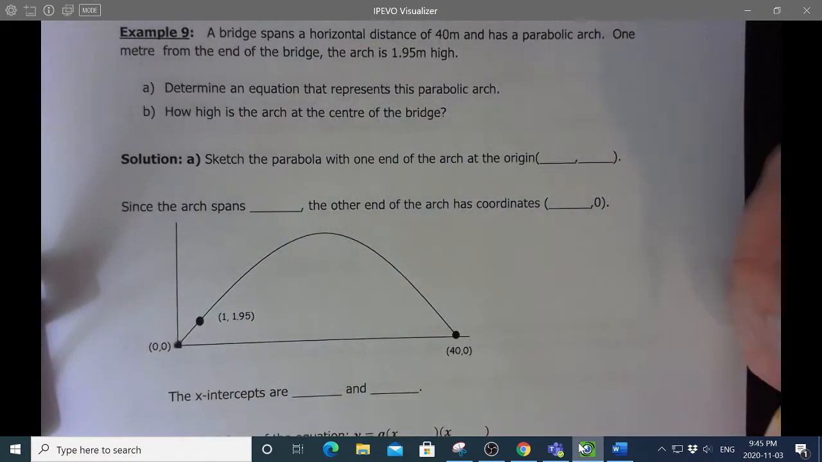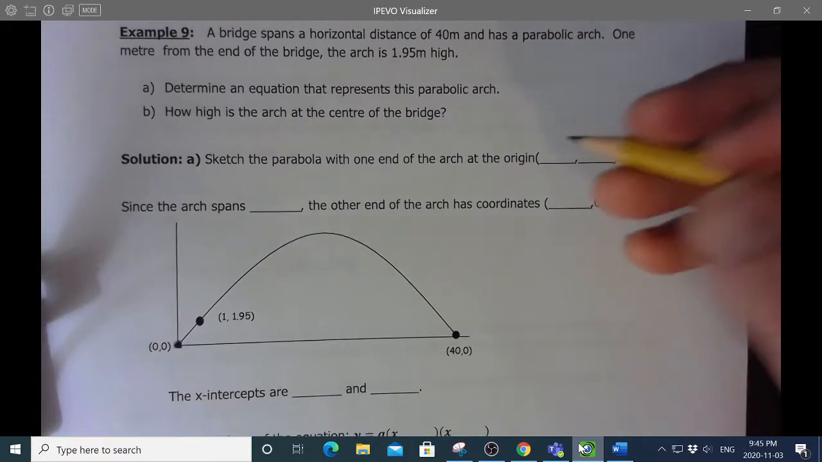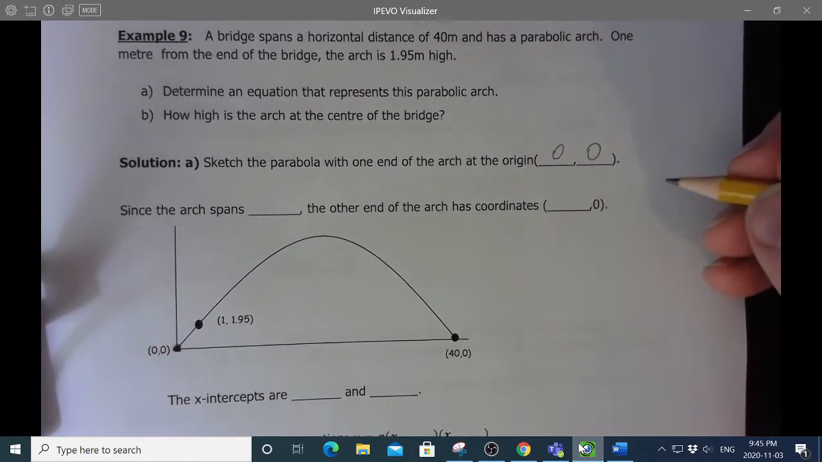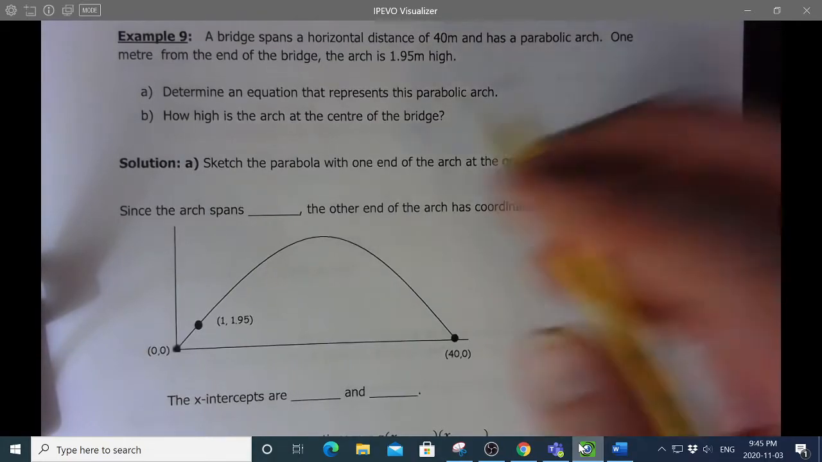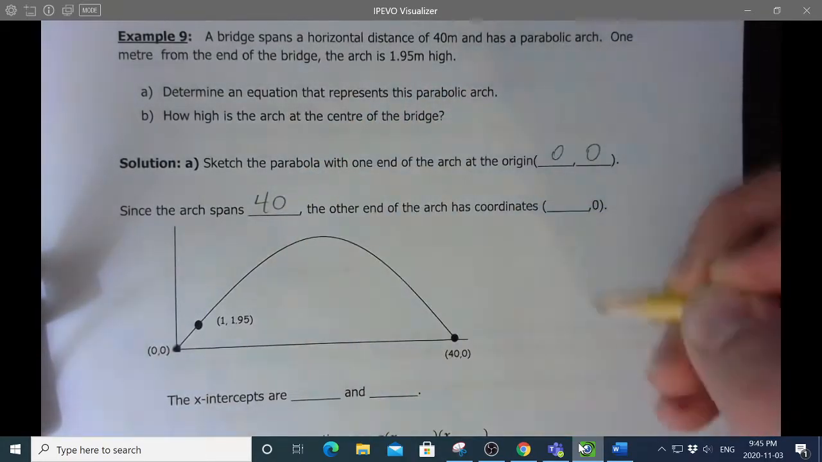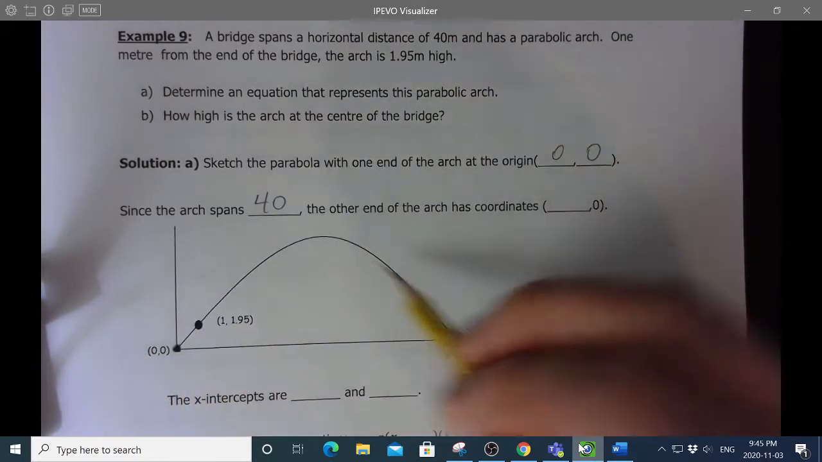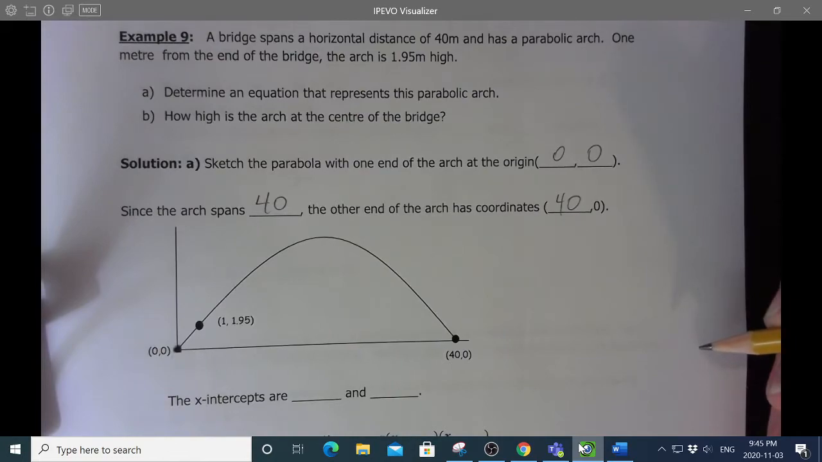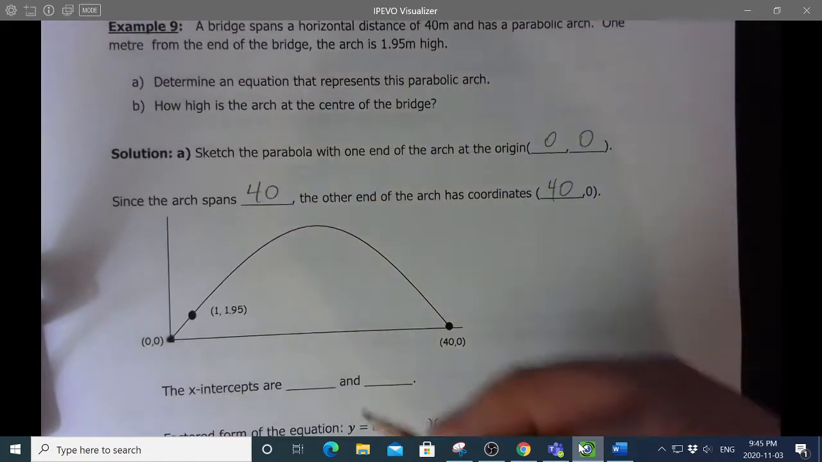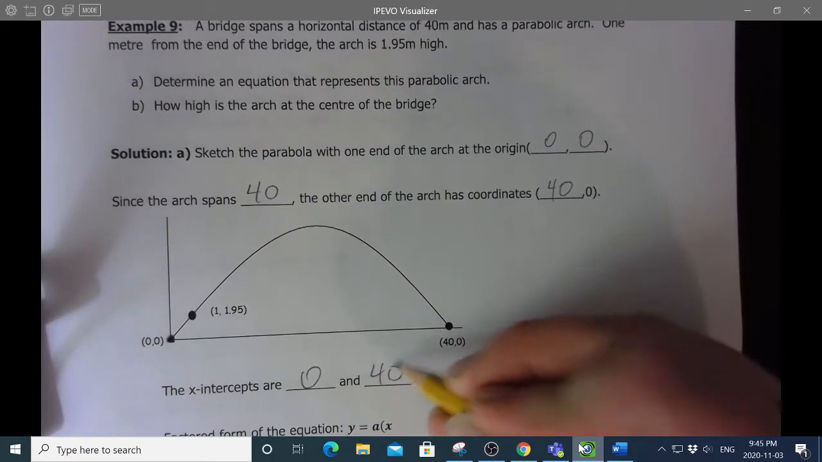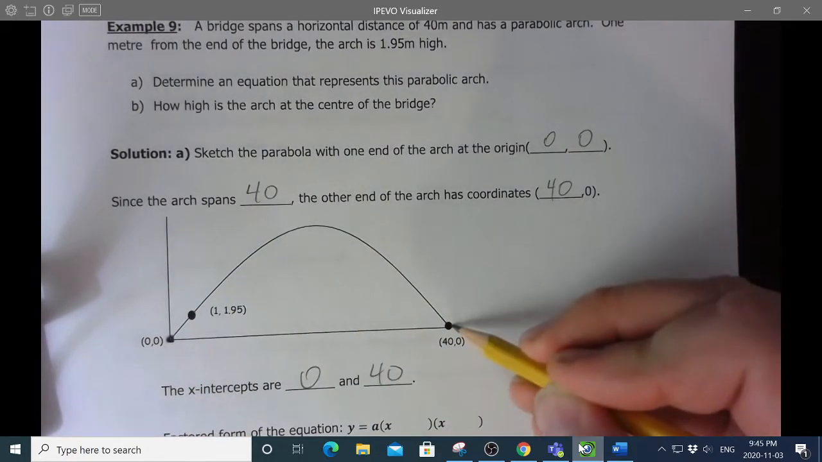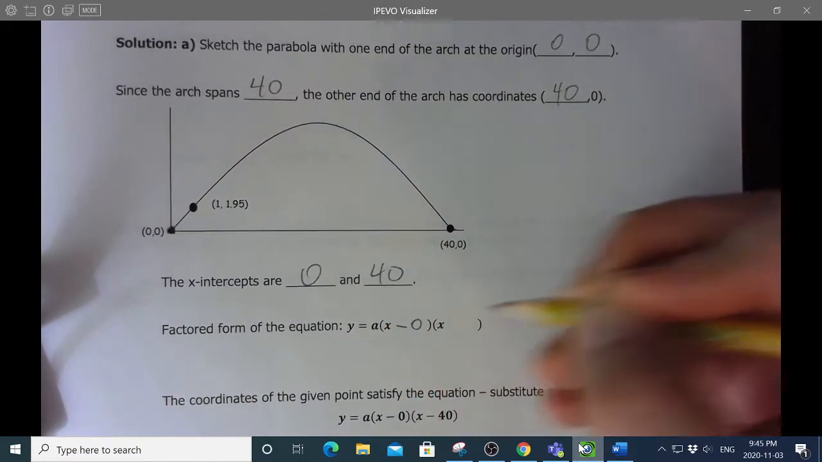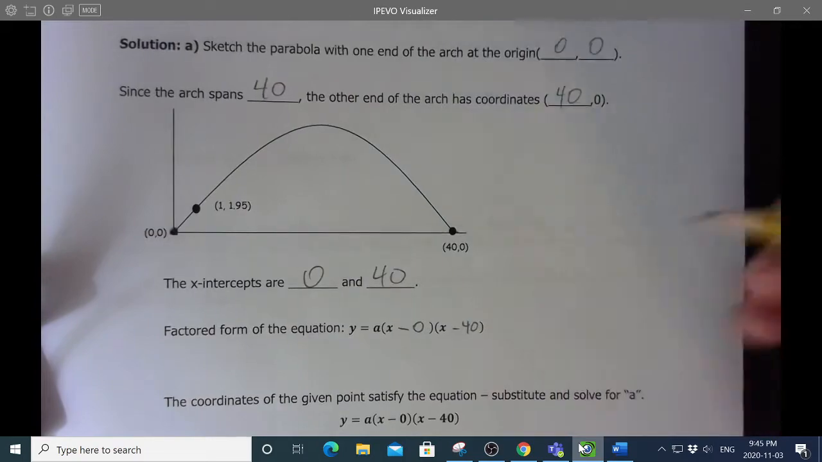So they've already done the sketch for me. That's very nice. And of course, the origin is the point (0, 0). You should know that. The origin is (0, 0). And since the arch spans a horizontal distance of 40 meters, that means that the end of the arch should be the point (40, 0). So my x-intercepts are 0 and 40, right? It hits the x-axis at 0, it hits the x-axis at 40. So my equation is some a times (x minus 0) times (x minus 40).